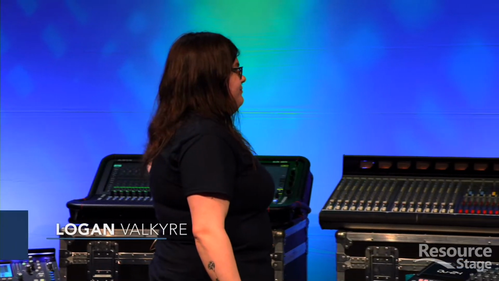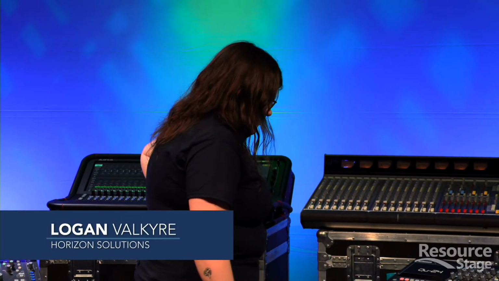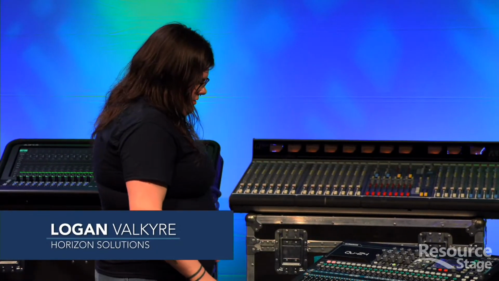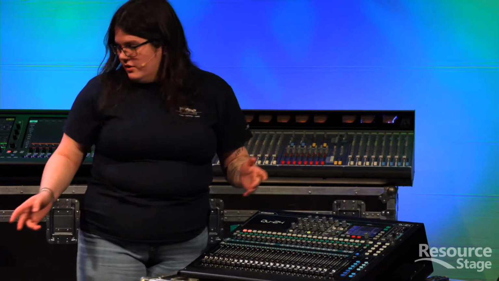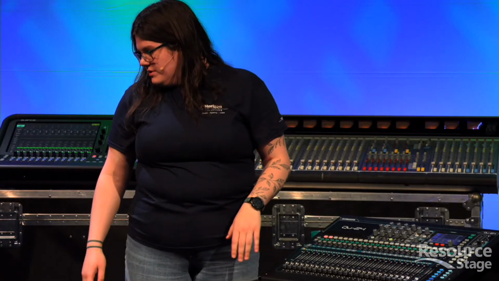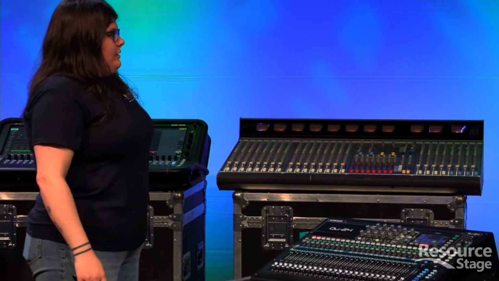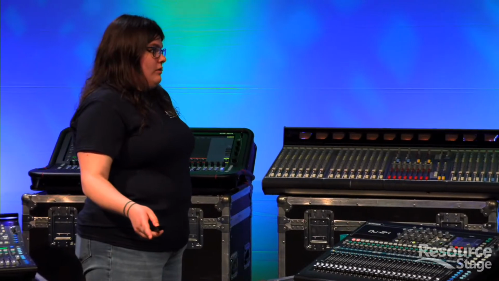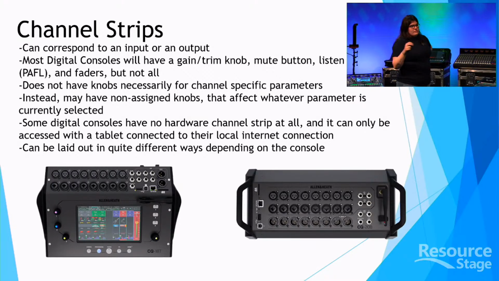All right. So the channel strips themselves, which is kind of what we've been talking about so far. A channel strip is the straight line down on any console, and it's very clear on any one of these consoles to differentiate the strips. Your channel strip can be either an input or an output. Most digital consoles, but not all, will have your gain, your mute, and a listen, and hopefully a fader. The reason I say not all is because we have this guy here.